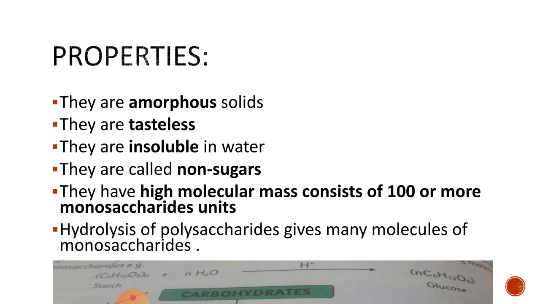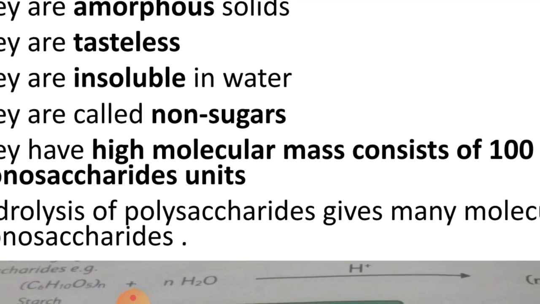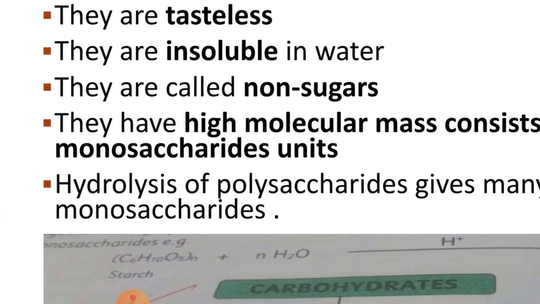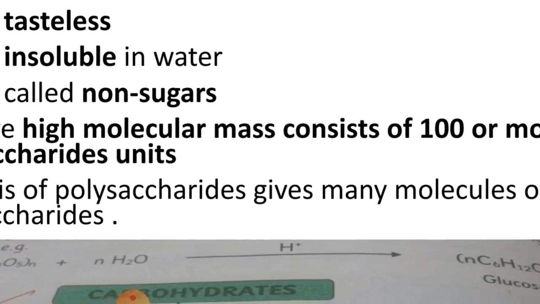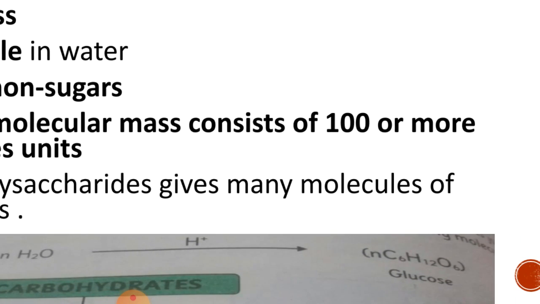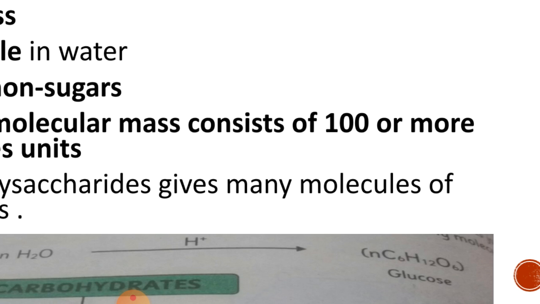Their properties are that they are amorphous solids. Amorphous solids means they are not crystalline. They do not have any particular shape or structure. They are tasteless. The other two were sweet in taste. They are insoluble. The other two were soluble. They are called non-sugars. The others were called the sugars. They have high molecular masses, consisting of 100 or more monosaccharide units. Hydrolysis of polysaccharide gives many molecules of monosaccharides. You can see in the reaction that starch is hydrolyzed in the presence of H+. H+ indicates that there is an acid, so it will be converted again into glucose.